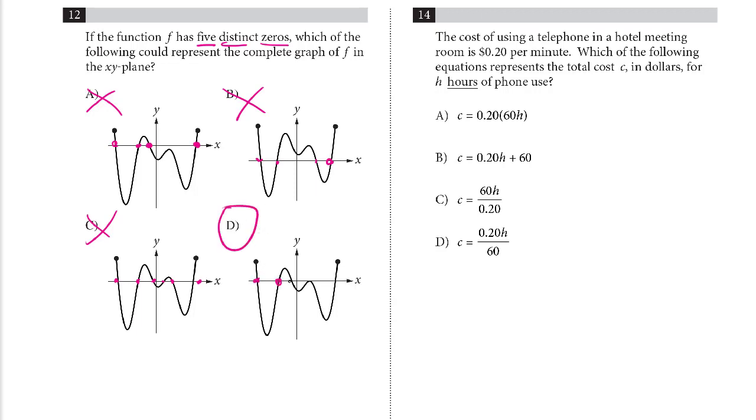1, 2, 3, 4. And don't forget, this is a perfect square factor that just touches the x-axis and then goes back down again. So that's 5 distinct zeros. D is your answer for number 12.